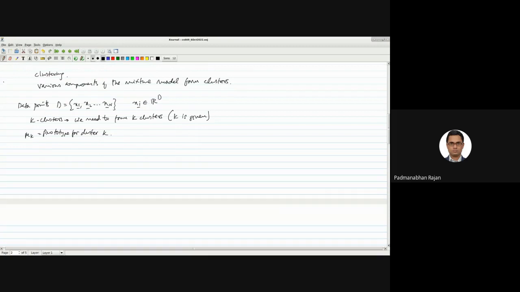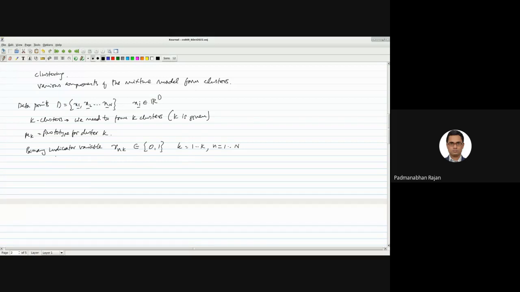Now to formalize the problem, we will use a binary indicator random variable, which we call R_nk, which takes the values 0 or 1, where k goes from 1 to K and n goes from 1 to N. N is the total number of points which are given to us. K is the total number of clusters that is also given to us.